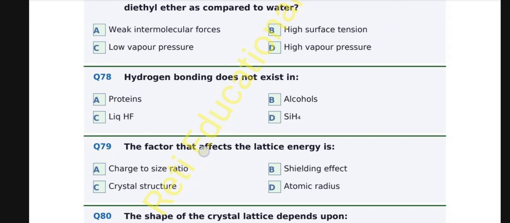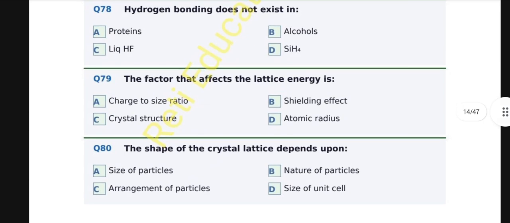Question number 79. The factor that has the effect on the lattice energy is A. Charge to size ratio, B. Shielding effect, C. Crystal structure, D. Atomic radius. And the correct option is A. Charge to size ratio. Lattice energy is charge into charge upon distance. The charge to size ratio, the ionic potential, is the primary factor. Higher charge and smaller size lead to greater lattice energy.